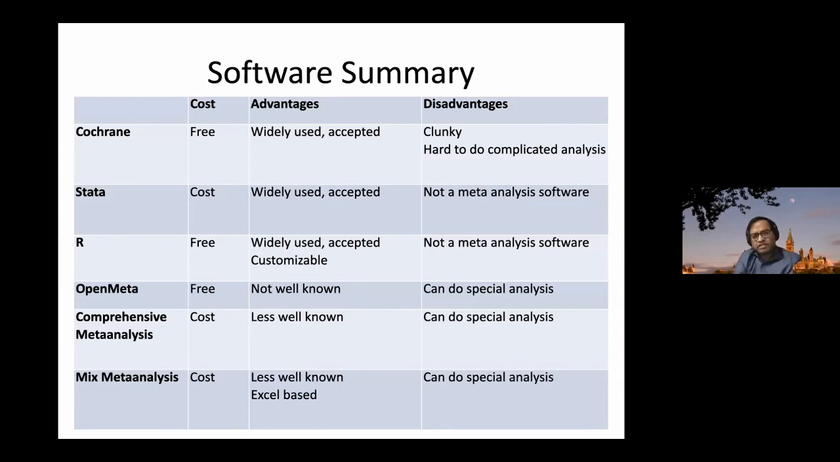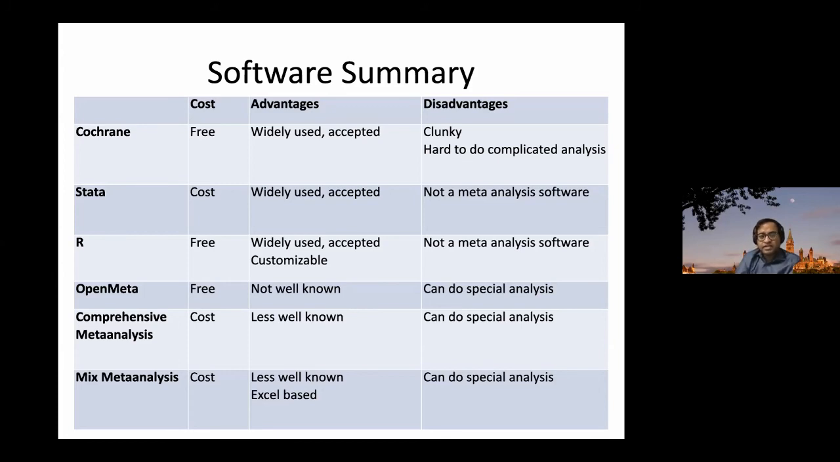RevMan is the one from Cochrane. It's free. It's widely used and widely accepted. I find it a little bit clunky, and it's harder to do meta-regression and other kinds of sensitivity analysis. But it's the one that no one is going to ask you any questions about if you publish using RevMan.